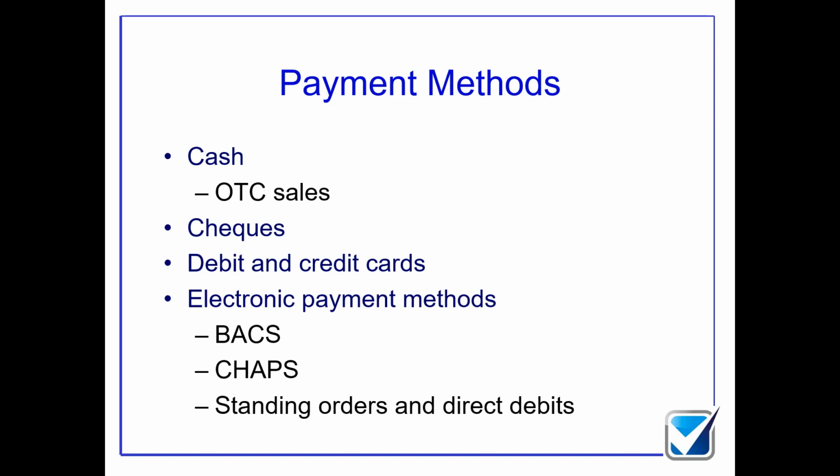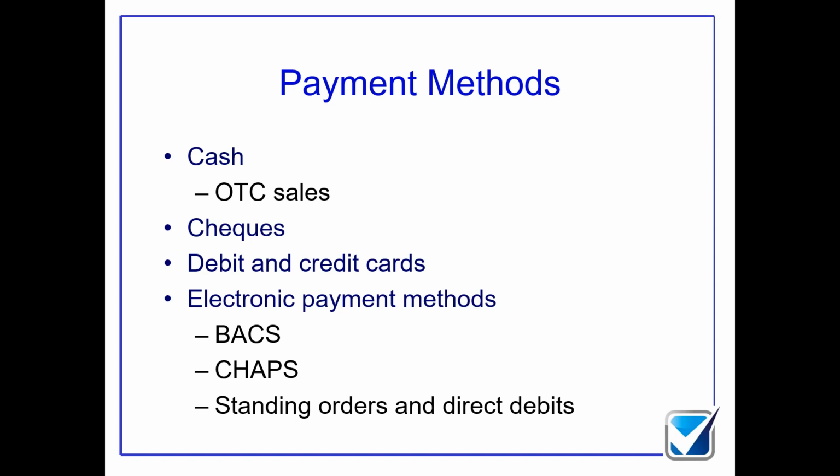You can also have standing orders and direct debits, which allows money to go directly from your bank account to somebody else, which allows for immediate payment of amounts. These type of standing orders and direct debits are usually used to pay off expenses rather than purchases. So it might be the electricity bill being paid off every month.